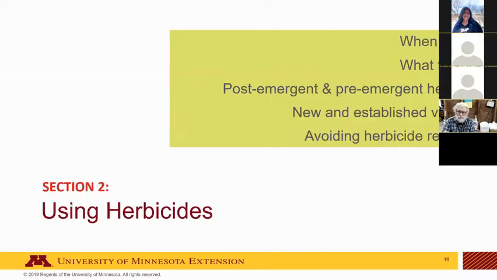Okay, but as we know, a lot of us do want to have decent weed control in our vineyards, especially in those younger years. So what are we going to do? Let's talk about using herbicides. We're going to talk about when to spray, what to spray. I'll go through post-emergent and pre-emergent herbicides, and I'll talk about the differences between new and established vineyards, and then avoiding herbicide resistance.